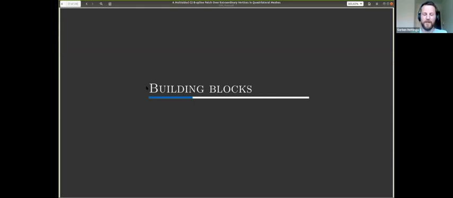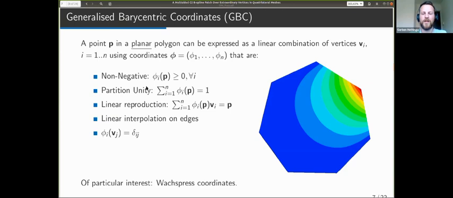And well, for this we introduce some of our building blocks. To parameterize a multi-sided region, you commonly use generalized barycentric coordinates. A quick recap of this: if you have a point in a planar polygon, you can express this point as a linear combination of the vertices, and you get coordinates phi. And these coordinates are non-negative.